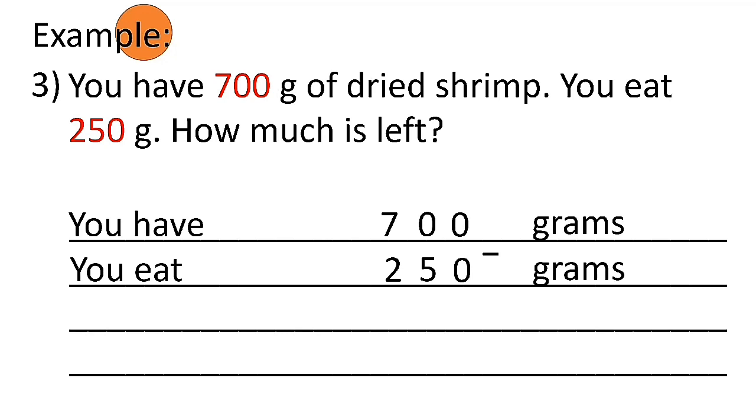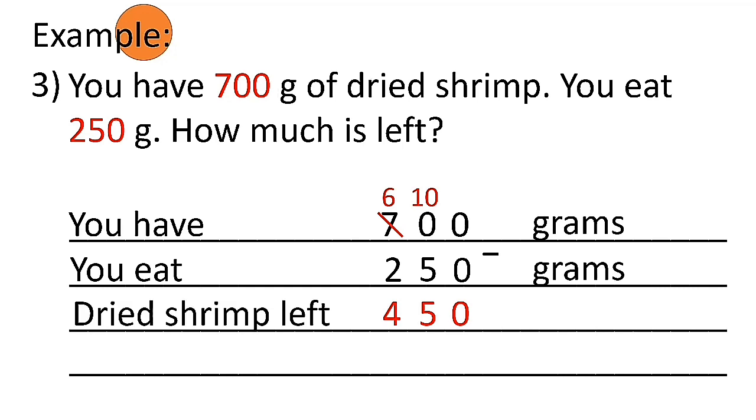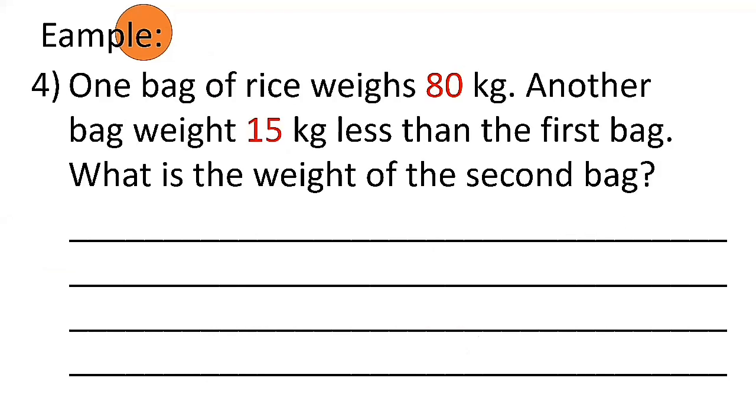Okay, so 0 minus 0 is equal to 0, and 0 minus 5 cannot be, so we need to cancel the 7, it becomes 6 and 0 becomes 10. 10 minus 5 is equal to 5, and 6 minus 2 is equal to 4. Now, dried shrimp left, 450 grams. Our answer here is 450 grams.